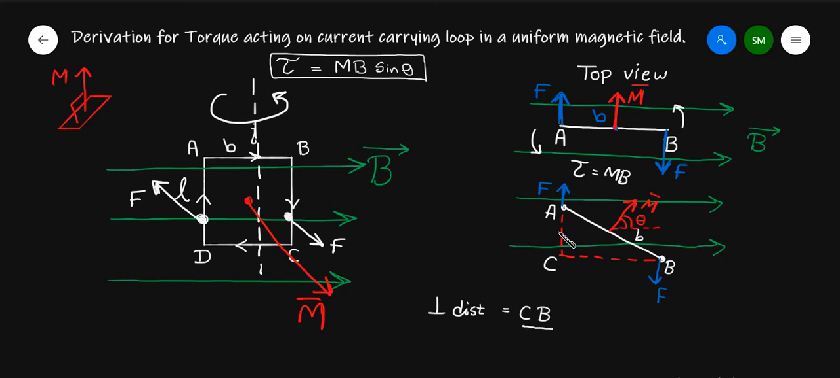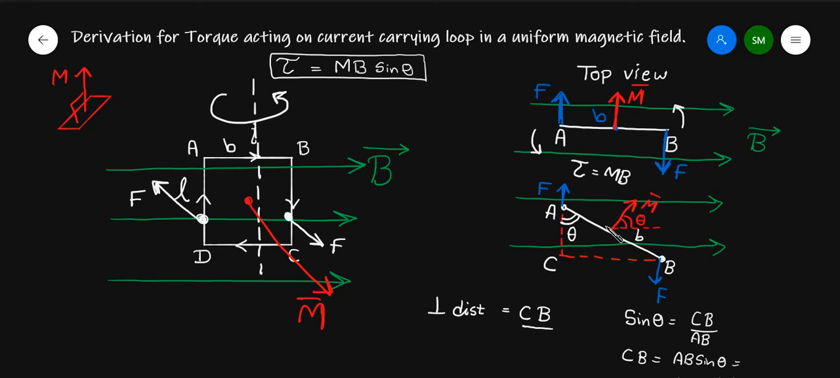CB is the perpendicular distance between the two forces. Now this theta angle that I have shown here, we can prove by simple geometry that the same theta angle comes here also. In this triangle ABC, if you apply sine theta, sine theta will be CB upon AB. So CB is AB times sine theta.